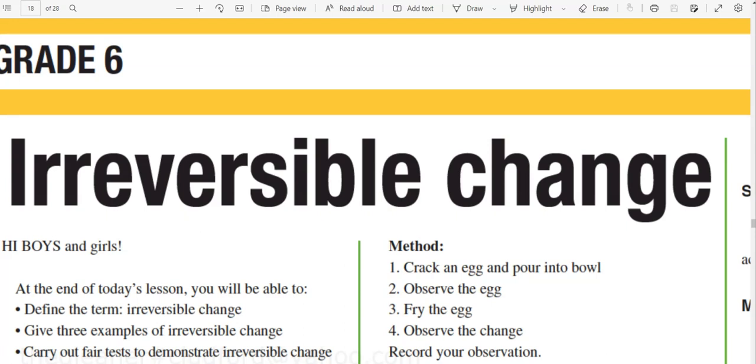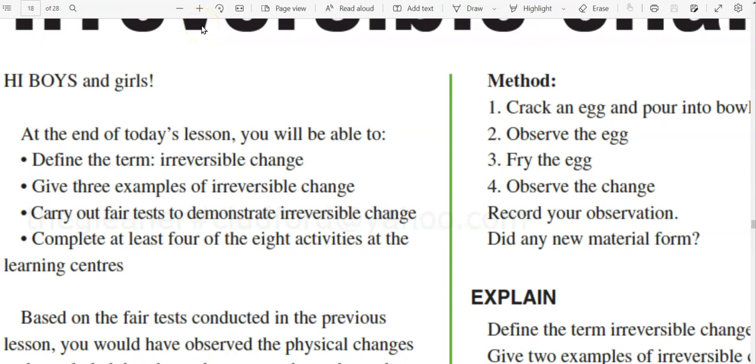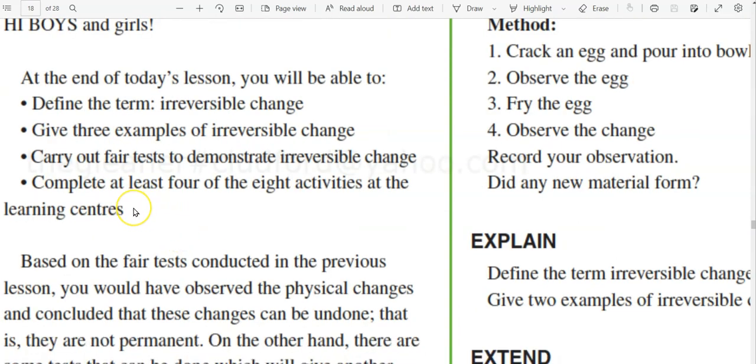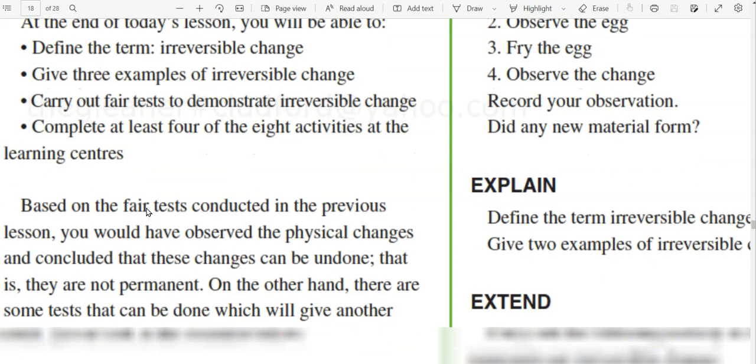In this episode, we'll look at irreversible change. Hi boys and girls, at the end of today's lesson, you will be able to define the term irreversible change, give 3 examples of irreversible change, carry out fair tests to demonstrate irreversible change, and complete at least 4 of the 8 activities at the learning centers.